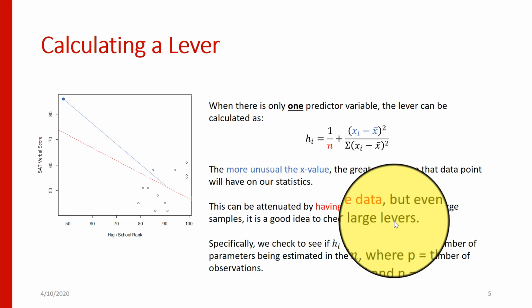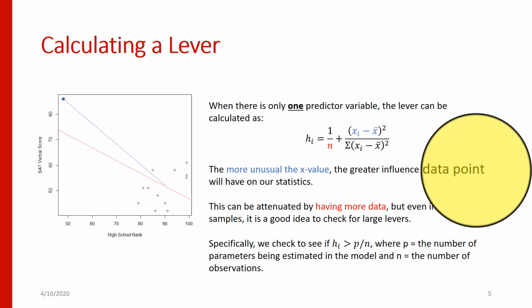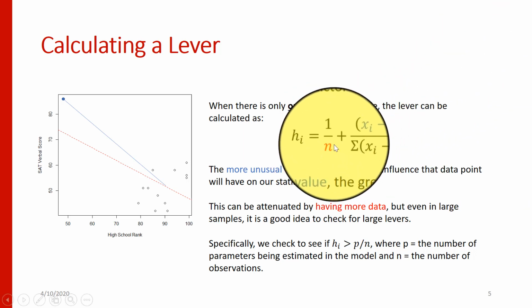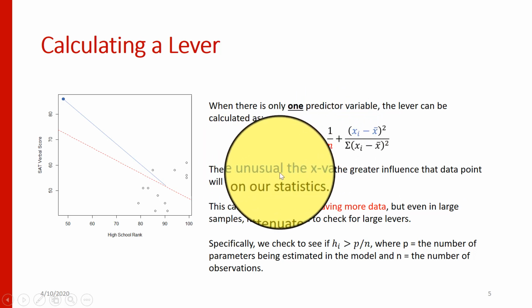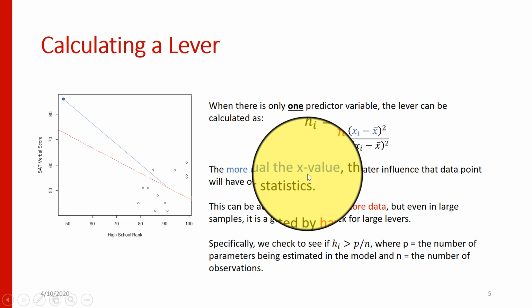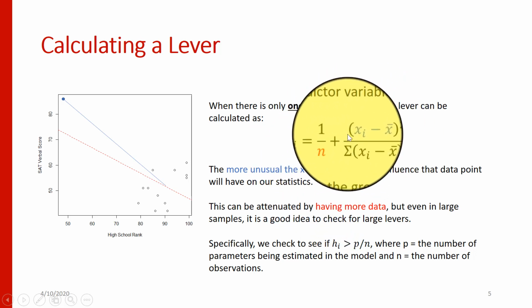So when we calculate those weights, there are a few things that are important to remember. The first is that, as shown in the numerator here, the more unusual the x value, the greater the influence the data point will have on the statistics that we're trying to calculate. Now, this can be attenuated by having more data, which is represented by the n in the equation here. Because if we have an awful lot of data points, we're going to need a lot more leverage in order to have the same effect. But for a relatively small data set, a big difference in x is going to have a lot of influence.